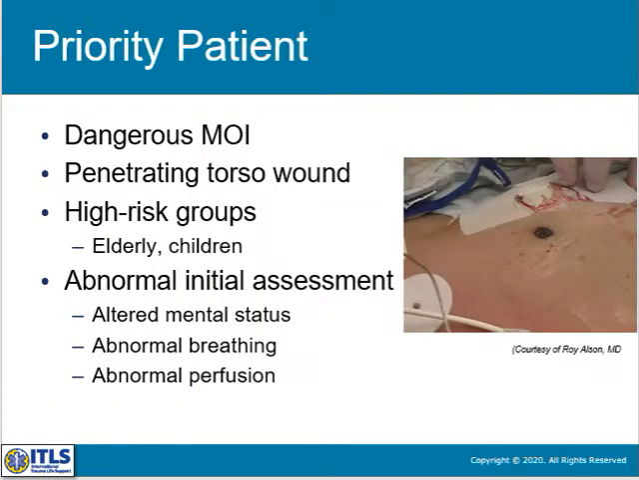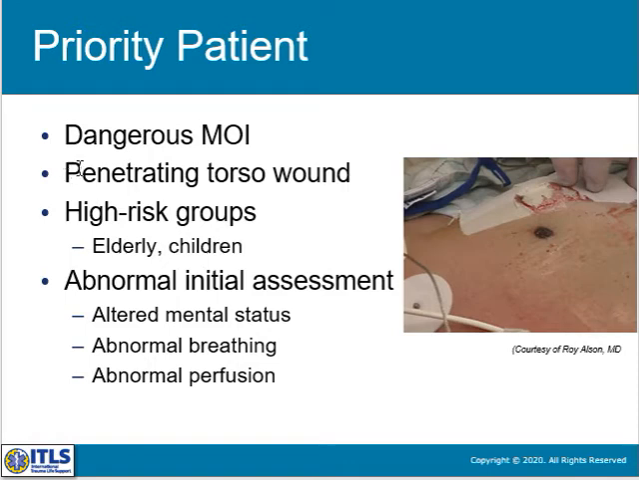Priority patients, dangerous mechanisms of injury. Now, whether a mechanism of injury is dangerous is, I guess, relative to whatever you believe is dangerous. We used to fly people based on mechanism alone, we don't really do that too much anymore, but nonetheless, there's something to be said about dangerous mechanisms of injury. We want to make sure that we identify those quickly and find out if they're priority or need to load and go, and what kind of care they need to be transported to.